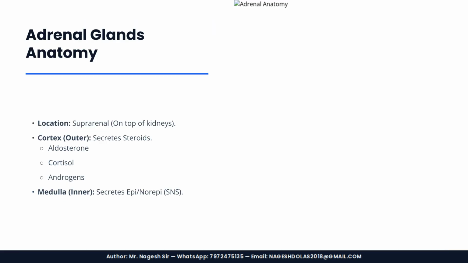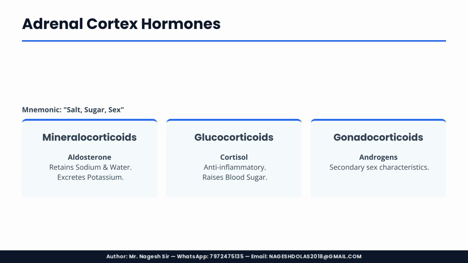The adrenal glands are suprarenal, sitting on top of the kidneys. The cortex, or outer layer, secretes steroid hormones, including aldosterone, cortisol, and androgens. The medulla, or inner layer, secretes epinephrine and norepinephrine. The adrenal cortex hormones are remembered as salt, sugar, sex.